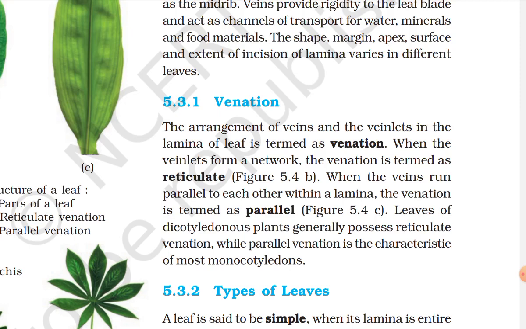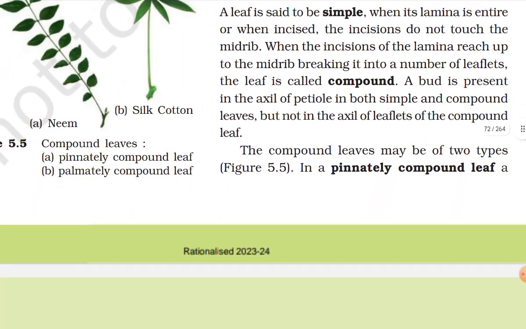When the veinlets form a network, the venation is termed reticulate. When the veins run parallel to each other within a lamina, the venation is termed parallel. Leaves of dicotyledonous plants generally possess reticulate venation, while parallel venation is a characteristic of most monocotyledons.